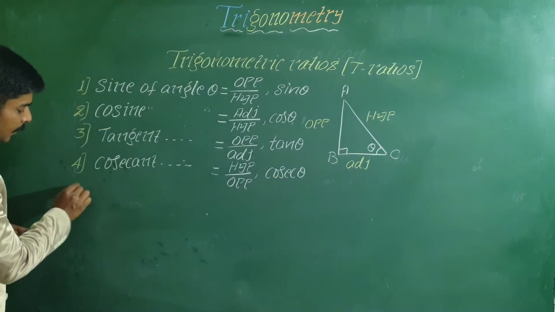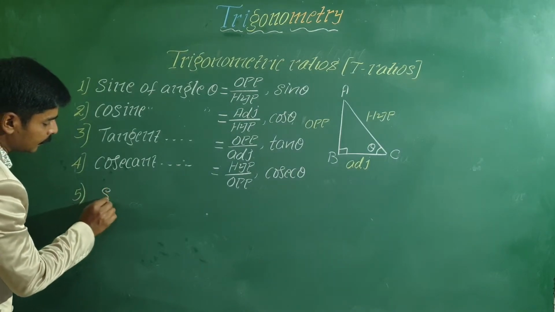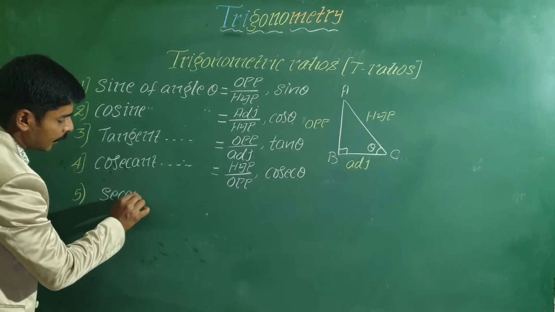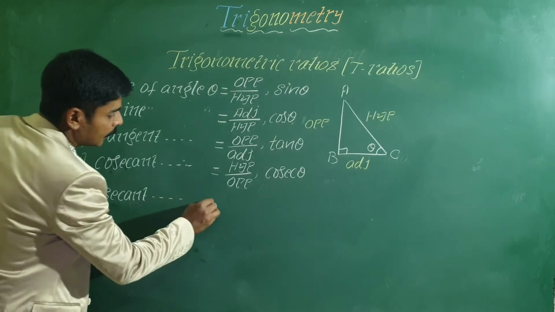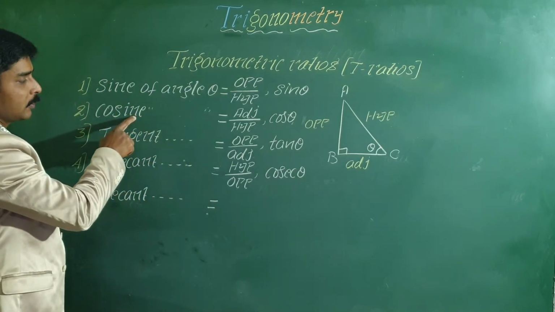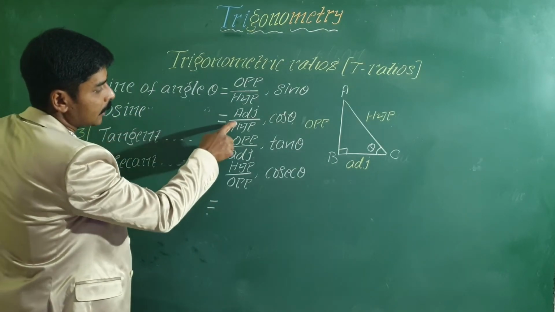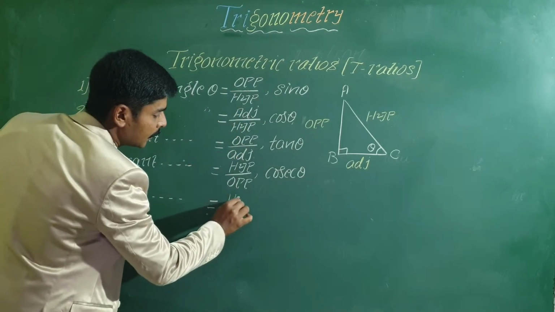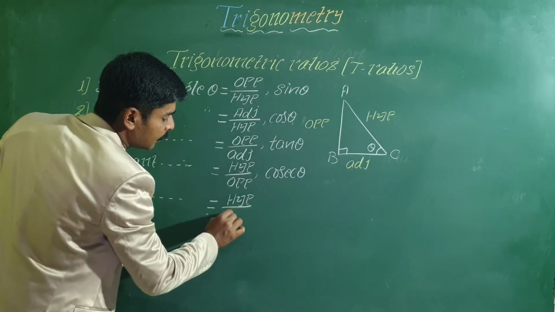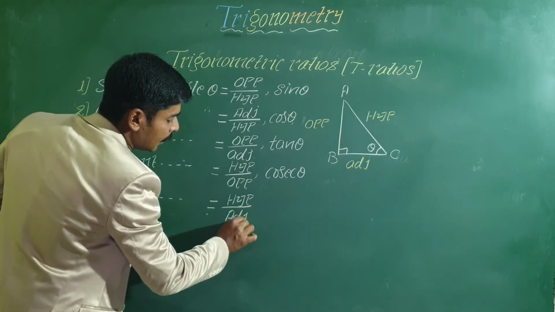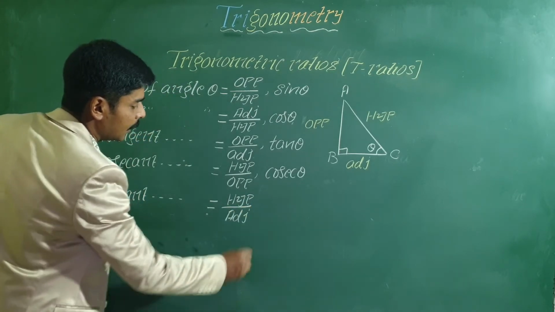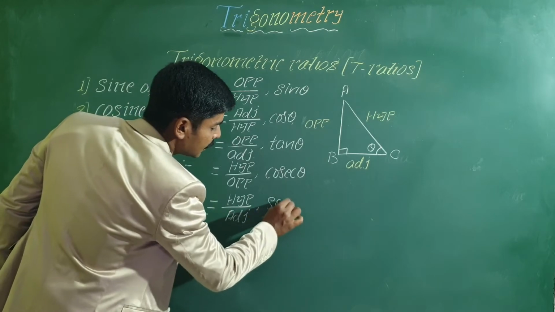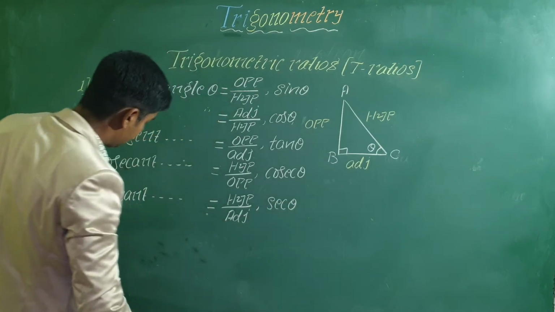Fifth one is secant. Secant of angle theta, that is the reciprocal of cosine. So cos theta is adjacent by hypotenuse. The reciprocal of cos theta is hypotenuse by adjacent side. And it can be written as sec theta.